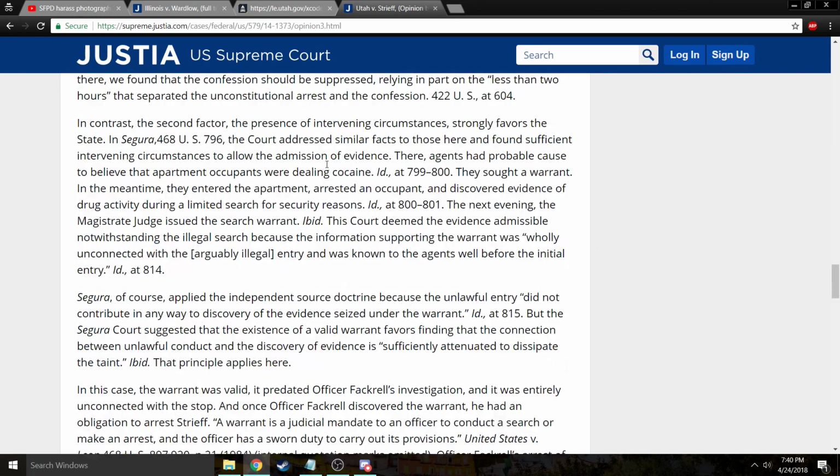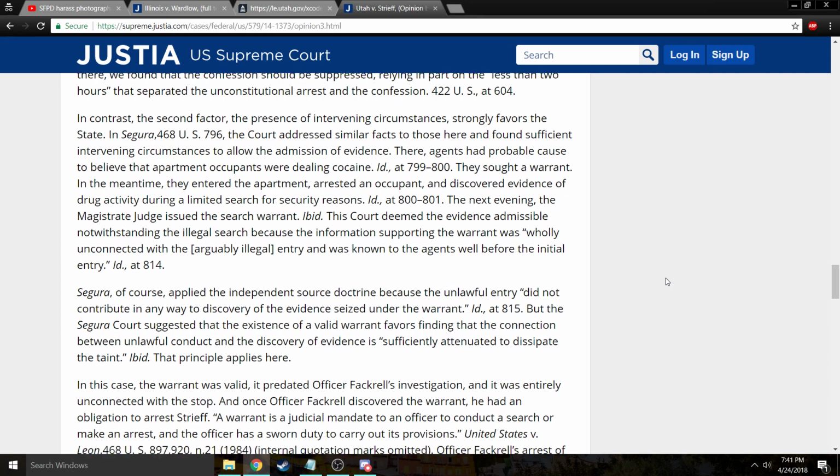The second factor is the presence of intervening circumstances, in which this intervening circumstance is the existence of the warrant. The warrant predated the unlawful detention, and there was nothing about the unlawful detention that tainted the warrant, so that favors everything being not suppressed.